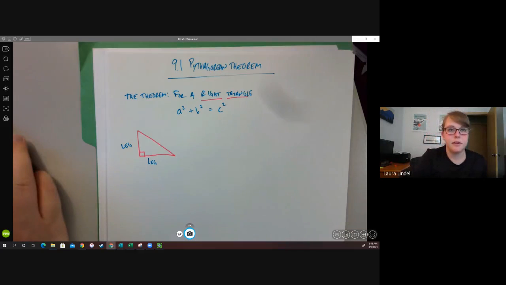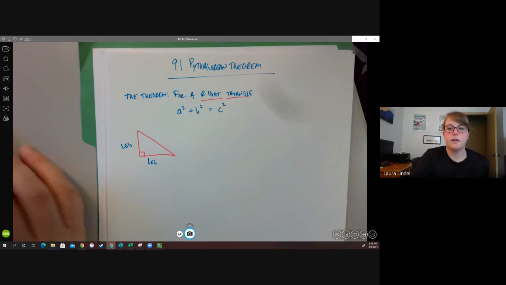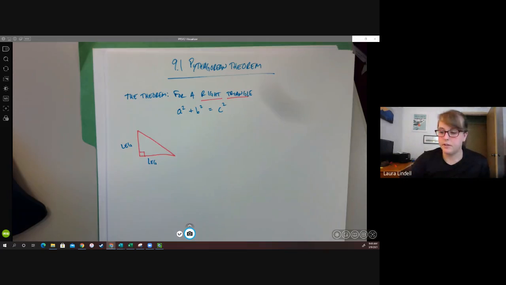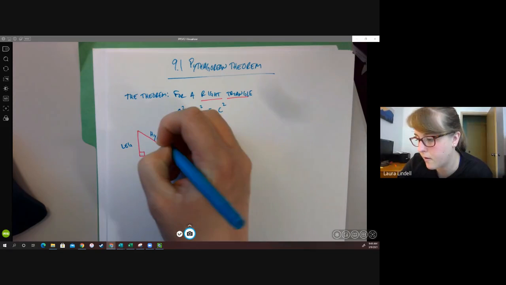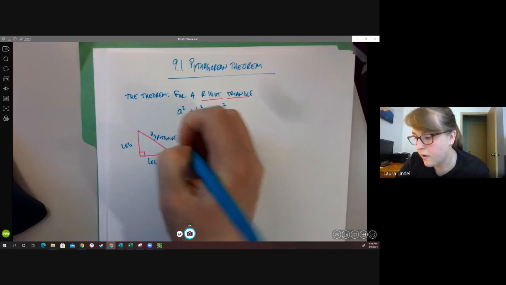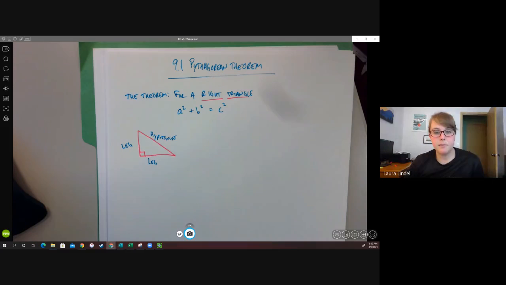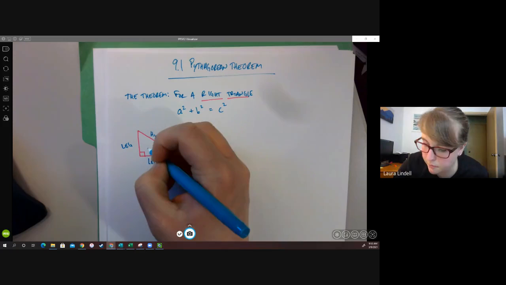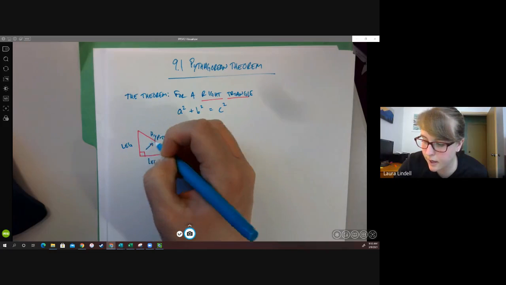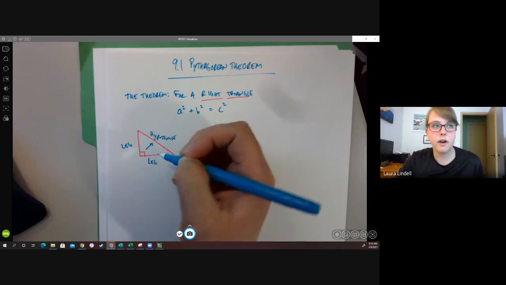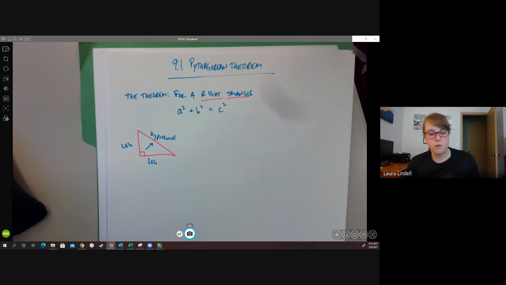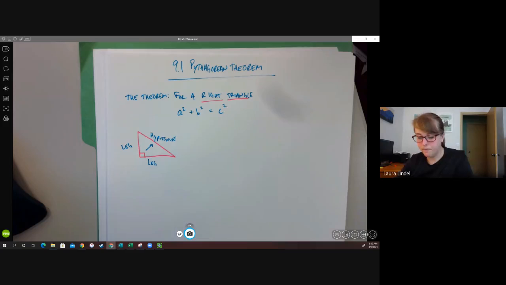And then there's a special name for the longest side. Does anyone know what the name for that longer side is? Yeah, Caleb's got it. It's the hypotenuse. And in case it's kind of hard to tell, sometimes it is hard to tell which side is the longest and which sides are shorter. It's the one that's across from the right angle. So if the right angle is not touching that side, if it's across from that right angle, that is the hypotenuse.